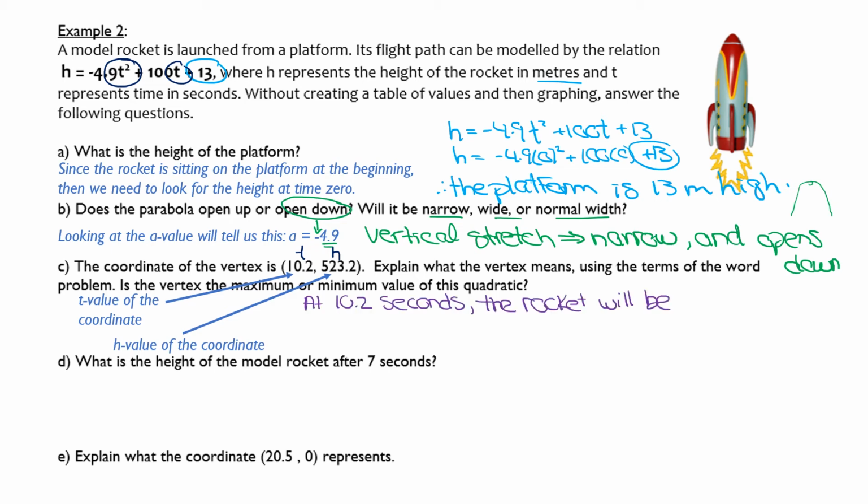It means at 10.2 seconds, the rocket will be where? Where's the rocket going to be? What's the height of the rocket going to be? It's going to be 523.2 meters high. That's what the vertex means.